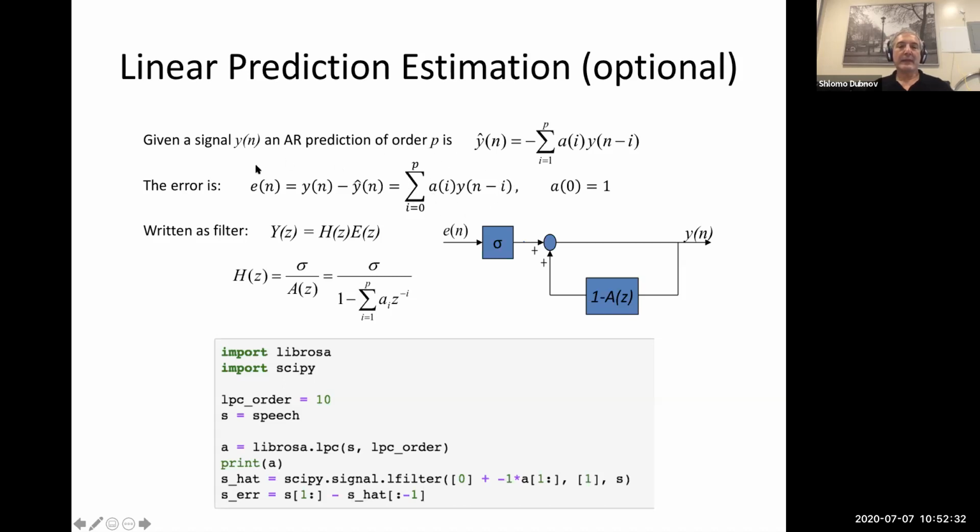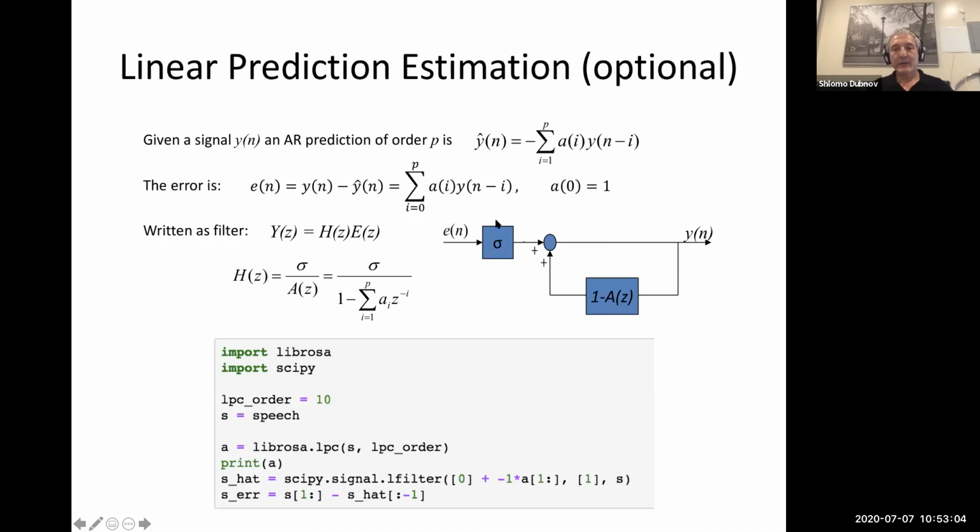So again, it allows us now to think about this whole process as a filter. We have the excitation going through a filter and it creates our speech signal. Here we use y as the speech and the input, instead of x before, we call it e because e is the error signal of the prediction. So it's inverting the problem. If you have the error signal and you pass it through this filter, you'll get back the y.